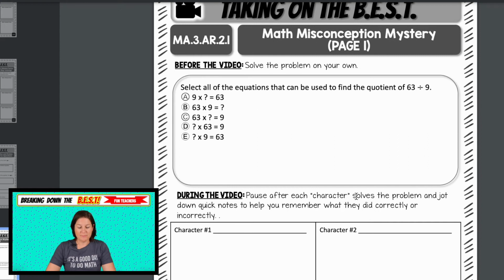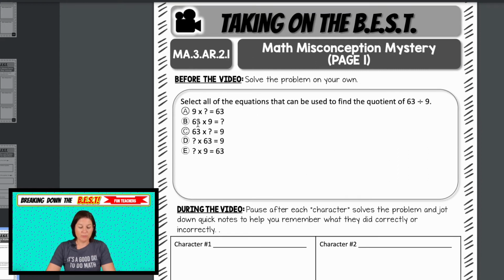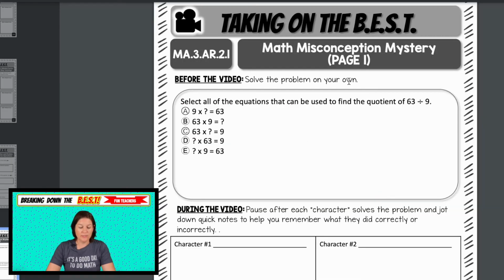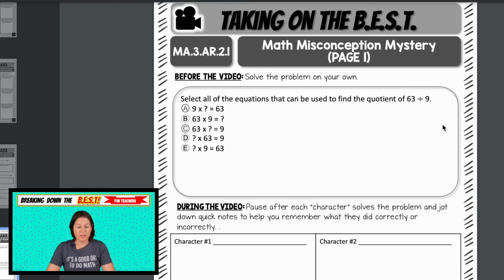Then for the math misconception mystery video, this is the problem that they'll solve. So you just click play and I'll walk you through the whole thing in the video. And it's great for a whole group discussion, but students will solve this either independently or on their own.